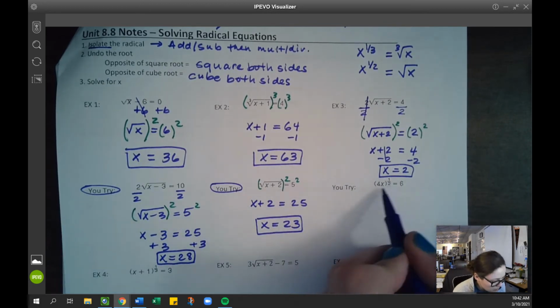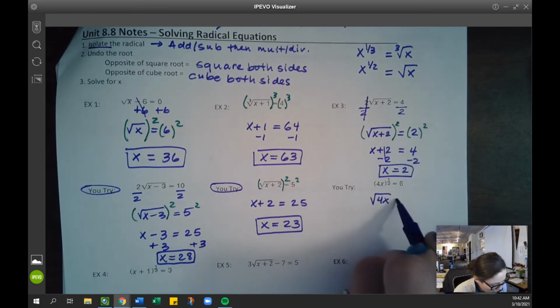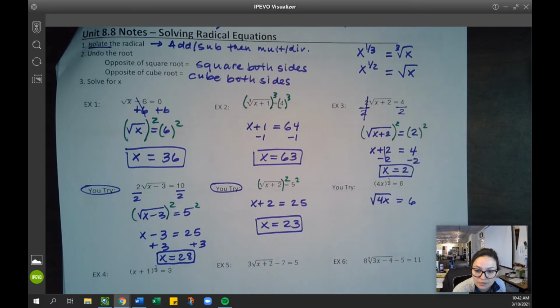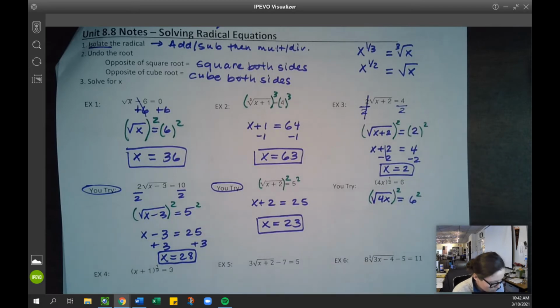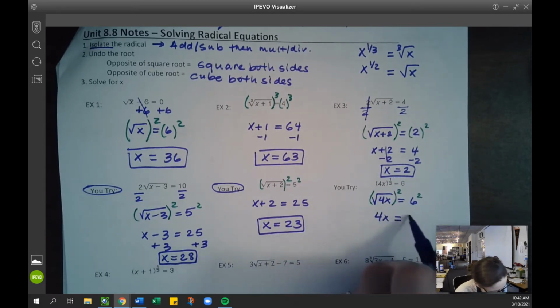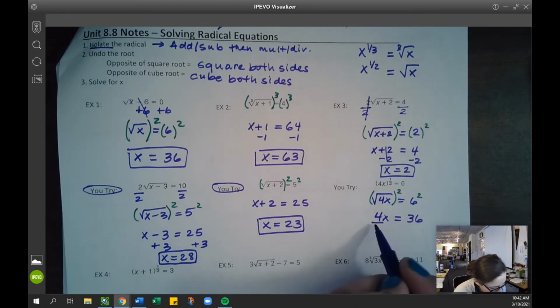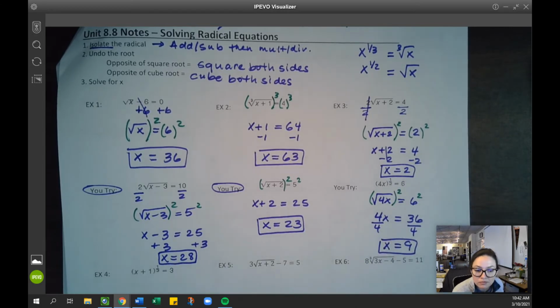So really, I could rewrite this equation as the square root of 4x equals 6. And those are exactly the same. They are equivalent to each other. And after I do that, it's really just the same thing that we've been doing so far. To undo the square root, I'm going to square both sides. That gives me 4x equals 36. I'm going to divide by 4. We get x equals 9.